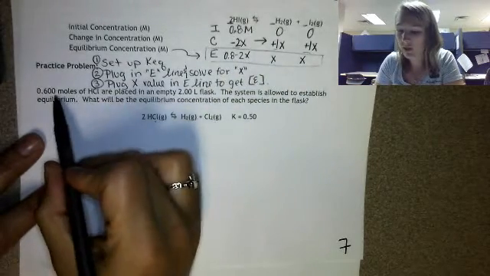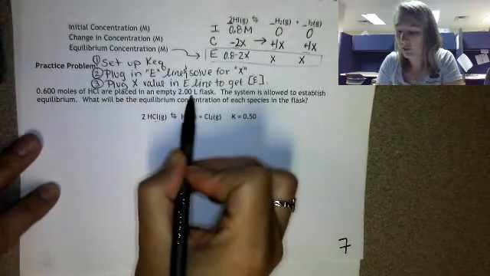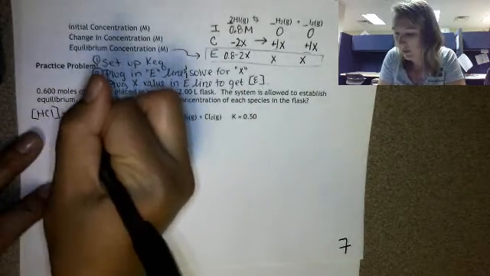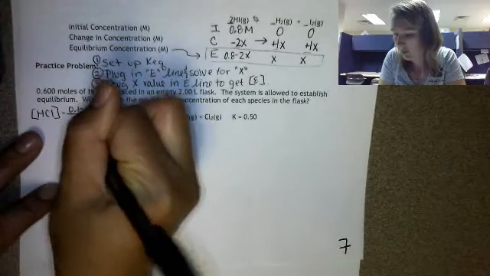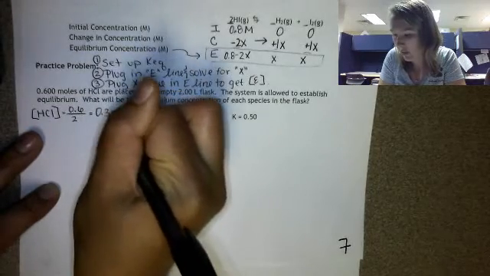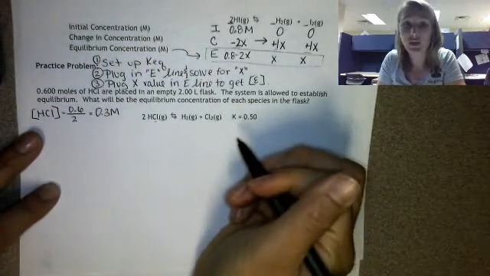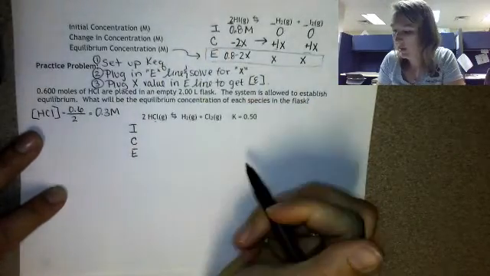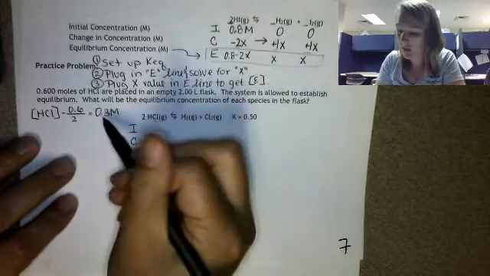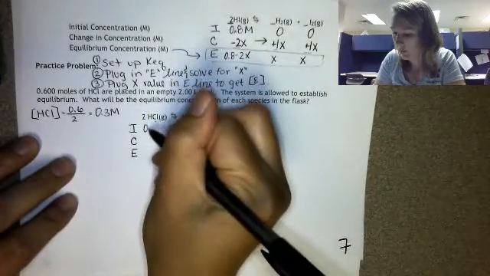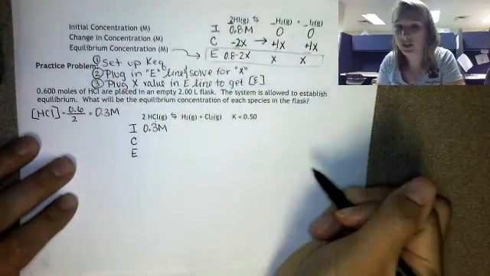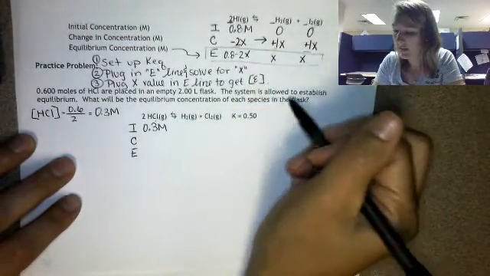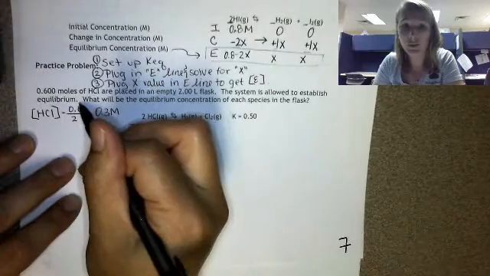I'm starting with 0.6 moles of HCl in a 2-liter flask. So I need to get its concentration. 0.6 over 2 gives me 0.3 molar. That's my initial amount. So I have my ICE chart. Initially I'm starting with my 0.3 molar HCl.